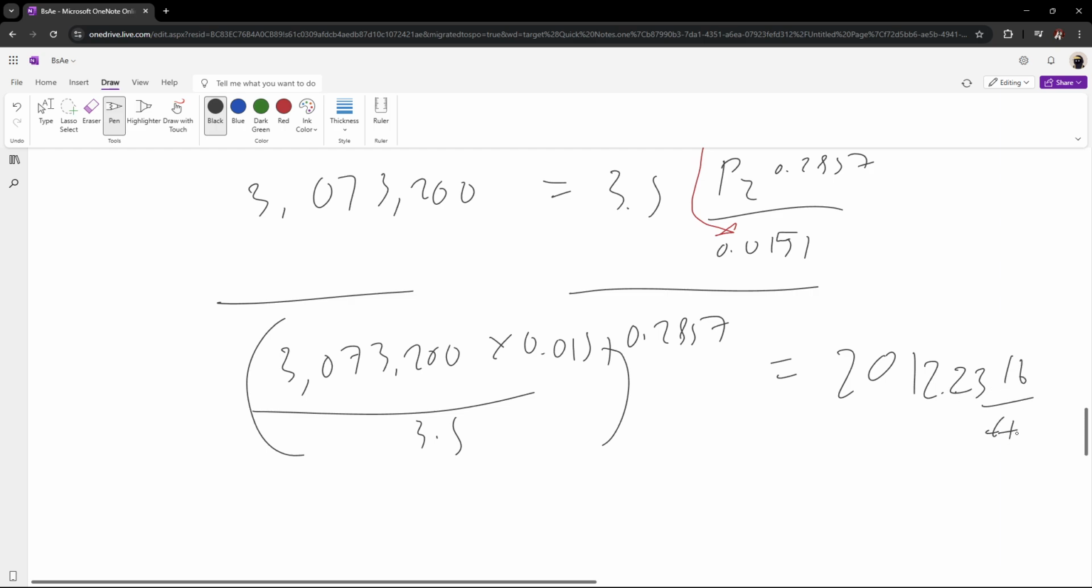pounds per square foot. Grabe, ang tinding derivation yan.